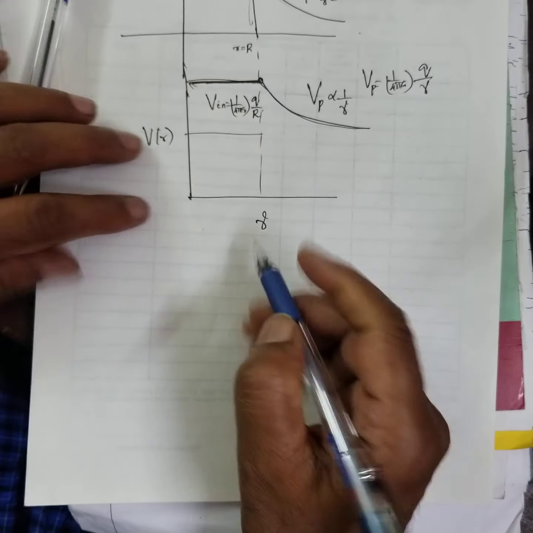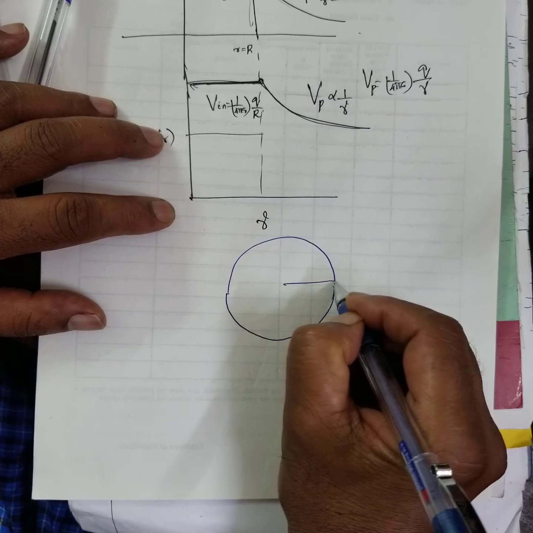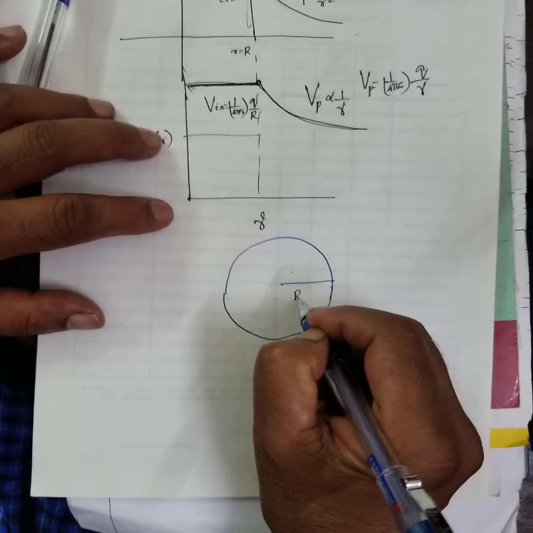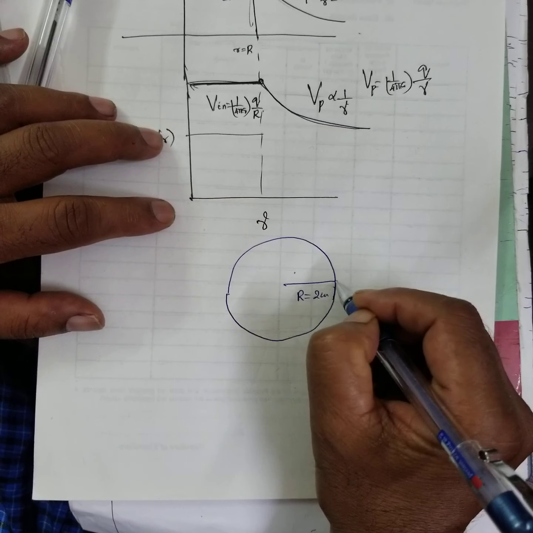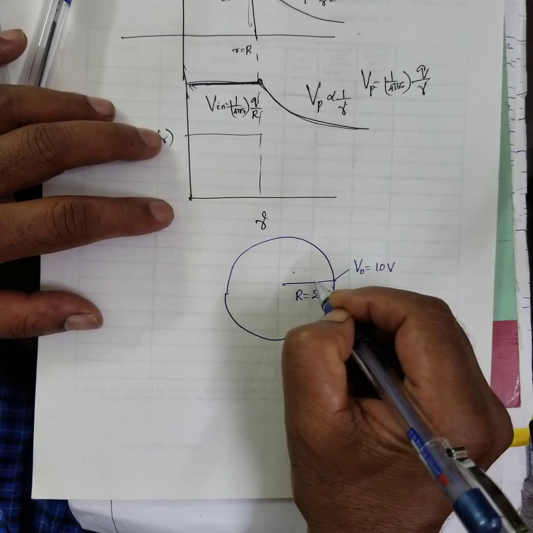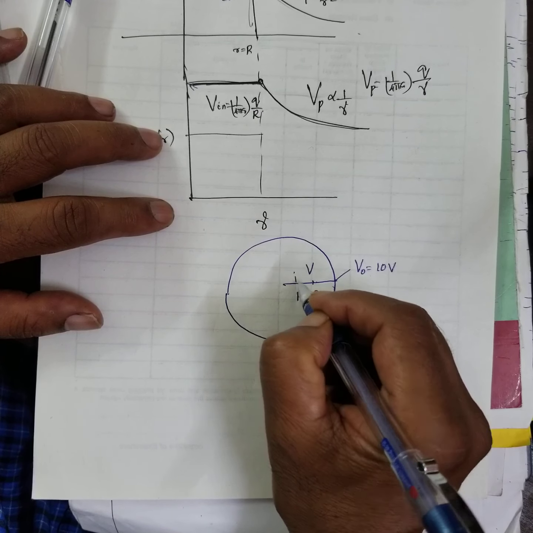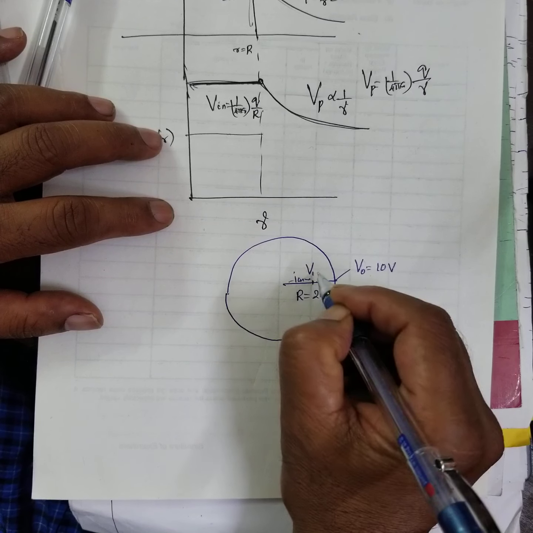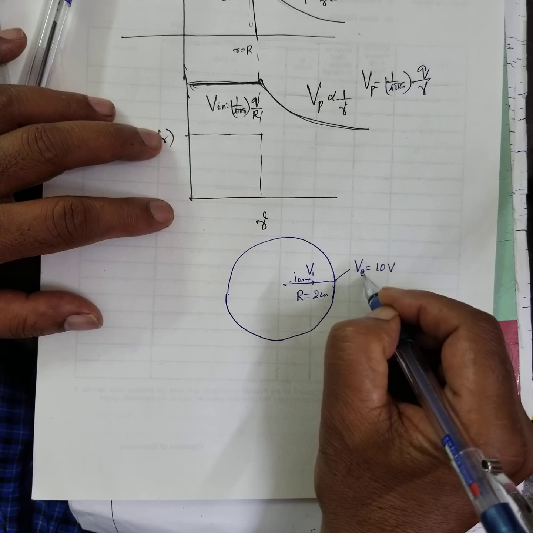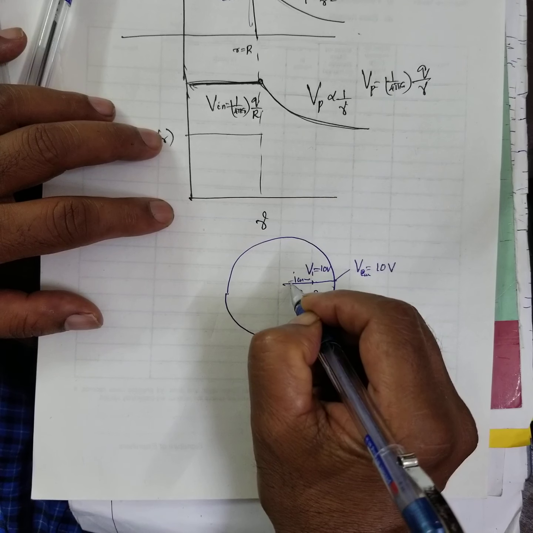Therefore, the problem: there is a sphere of radius 2 centimeter. What is the potential just outside? 10 volt. Then what is the potential at 1 centimeter? Potential outside is 10 volt, and this also is 10 volt. What is the potential at the center?